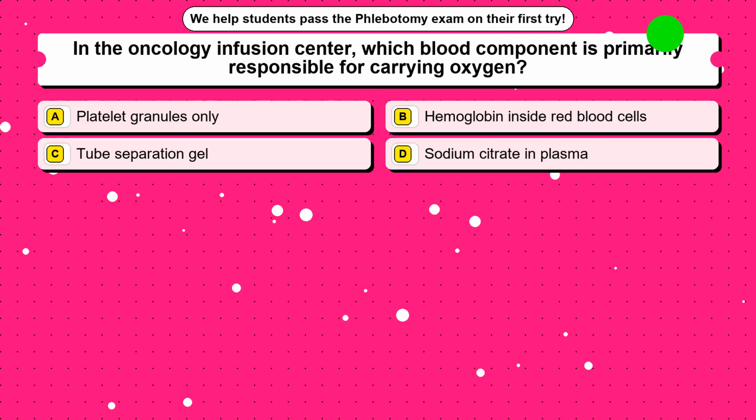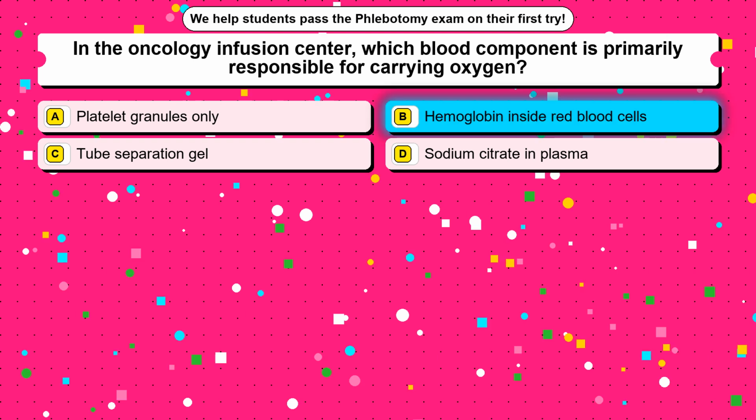Question 83. In the Oncology Infusion Center, which blood component is primarily responsible for carrying oxygen? Option A. Platelet granules only. Option B. Hemoglobin inside red blood cells. Option C. Tube separation gel. Option D. Sodium citrate in plasma.